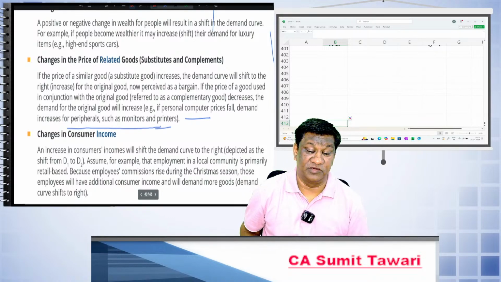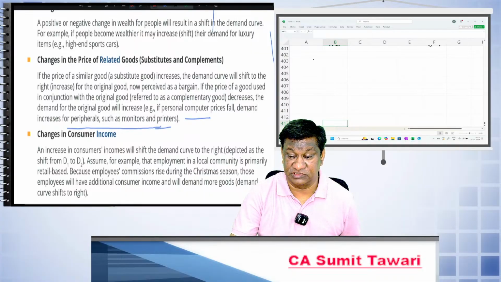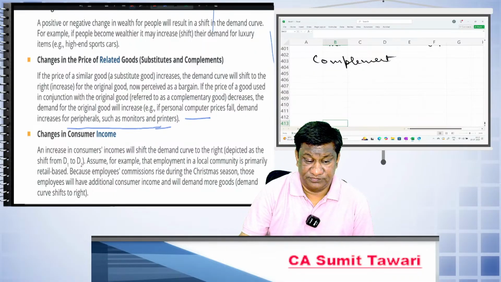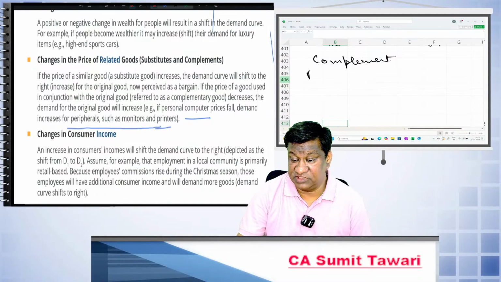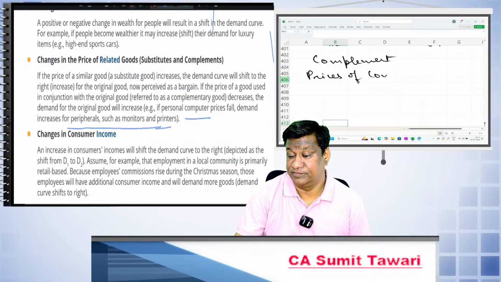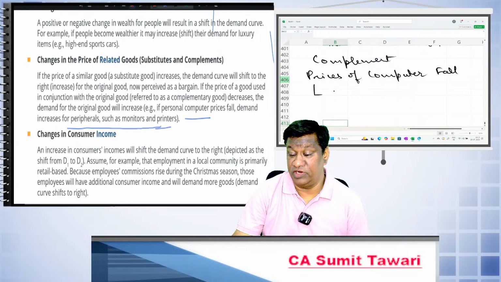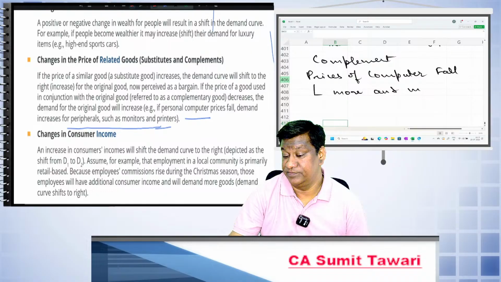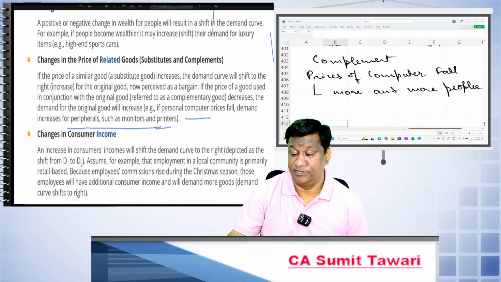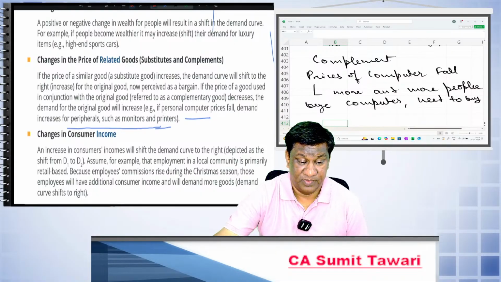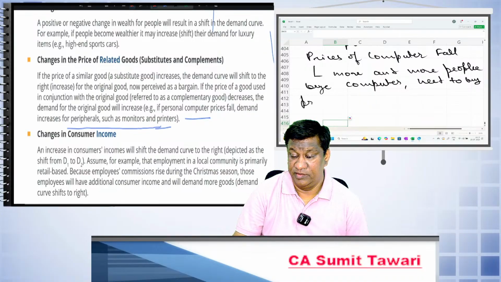Then changes in the prices of related goods. So it is substitutes and complements both. Okay, substitute we already discussed. Complement. Here they gave an example. If the prices of the computer fall, in that situation more and more people buy the computer. As they buy the computer, they need to buy peripherals. Peripherals, because they are a complement with the computer.